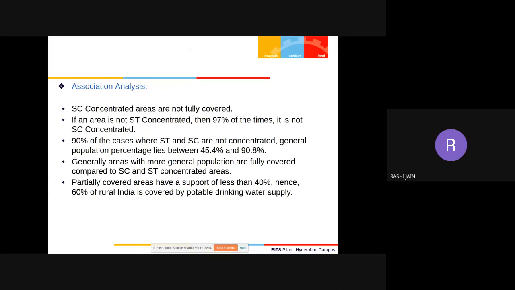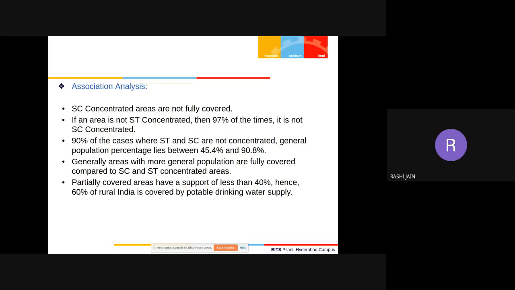For association analysis, we have noted down a few important results and we have discarded a few redundant results. We can say ST concentrated areas are not fully covered. If an area is not ST concentrated, then 90% of the time it is not SC concentrated. And in 90% of the cases where ST and SC are not concentrated, the general population lies between 45% and 90%. So we can say that generally areas with general population are fully covered compared to SC and ST concentrated areas.